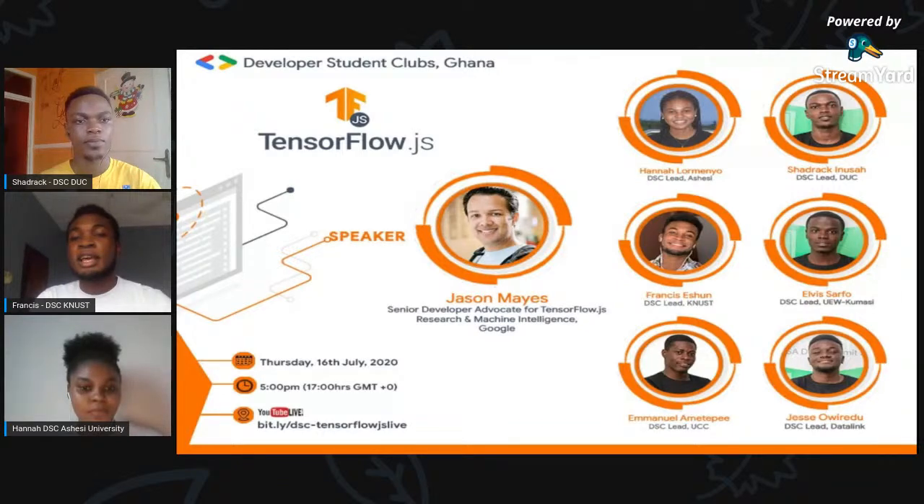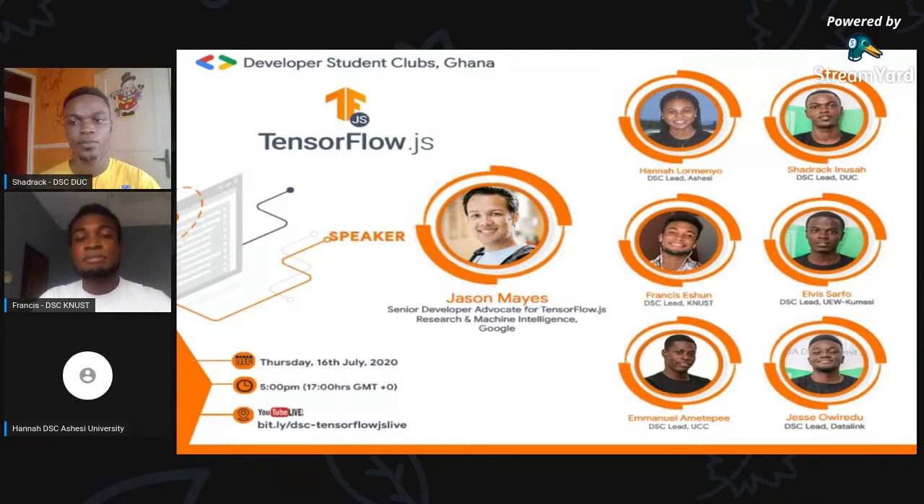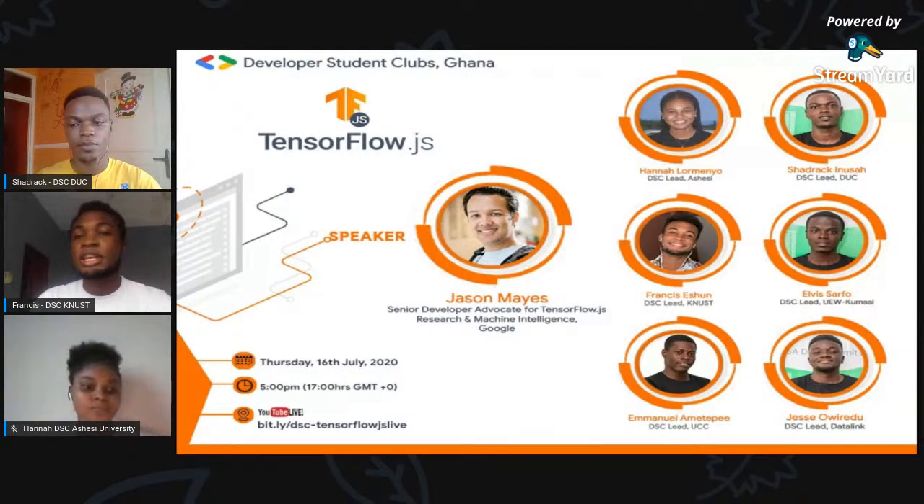And if anyone here doesn't know, TensorFlow.js is a JavaScript library for training and deploying machine learning models in a browser. Then you definitely need TensorFlow.js because it's just great. So we have in our midst Jason Myers, and he's going to handle everything for us. And also, as Shadrach said, we have Hannah, Elvis, Emmanuel, and Jesse. We are all DSC leads in Ghana, and we are here to help anyone who wants to get started in TensorFlow.